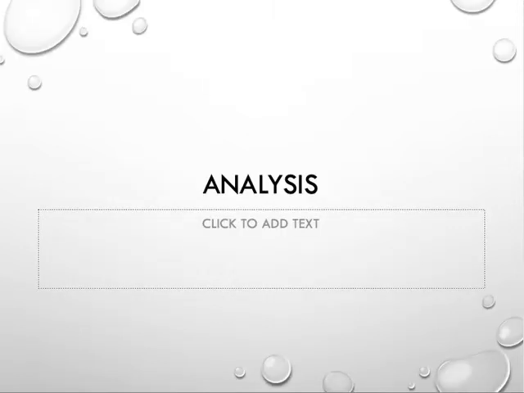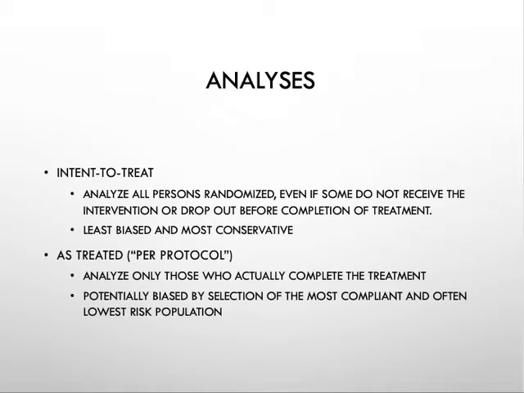For the analysis, we can do intent to treat, which means that we analyze all persons that were randomized, even if some do not receive the intervention or drop out before completion of treatment. This is least biased and most conservative. Or we can analyze the as-treated people, and we are analyzing only those who actually complete the treatment. This is potentially biased by selection of the most compliant and often lowest risk population.